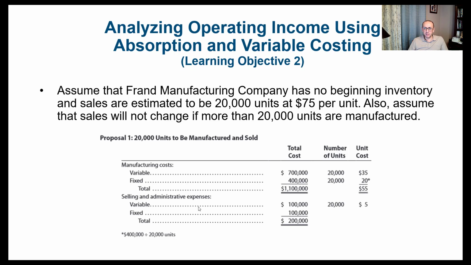And then we have selling and administrative expenses. And again, the same thing for 20,000 units. And here's the total cost. And for the variable cost, we calculated the unit cost to be $5. So that's the first proposal.